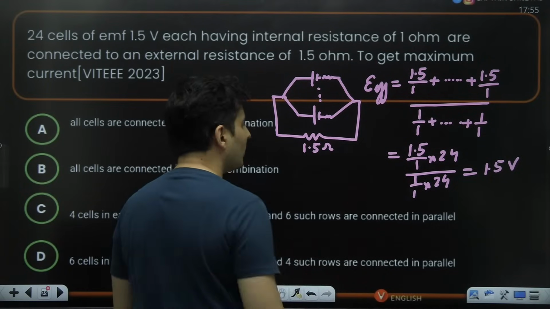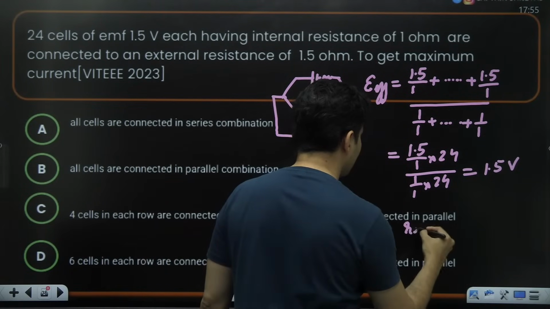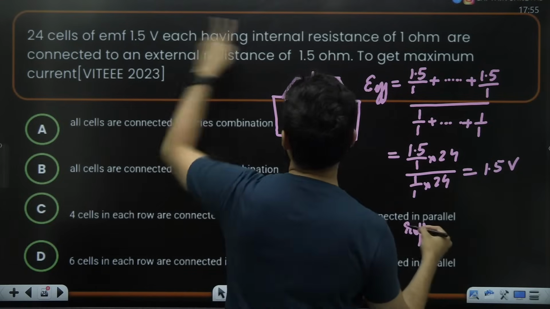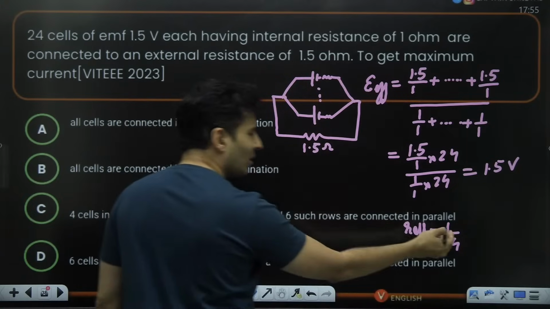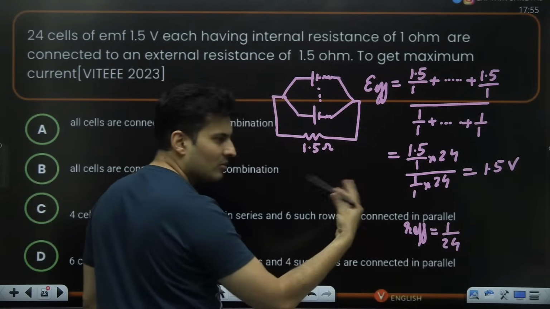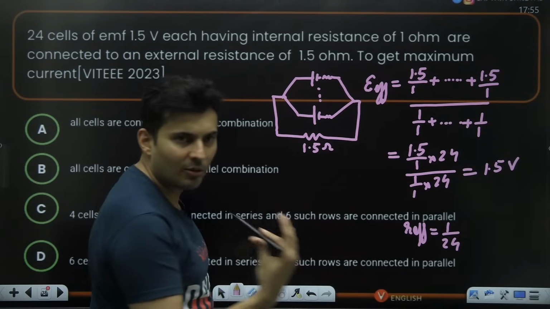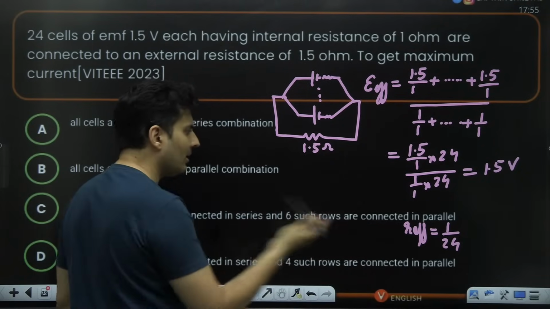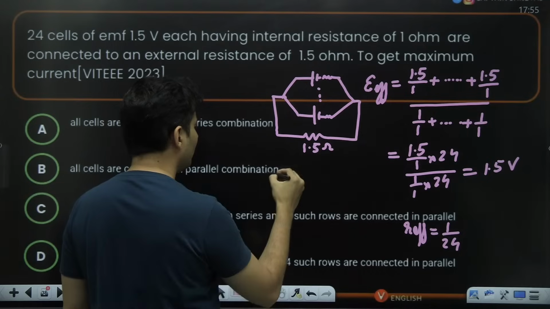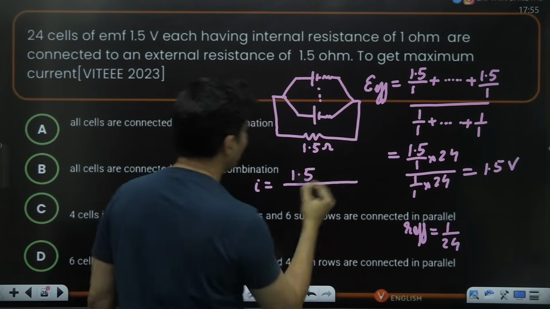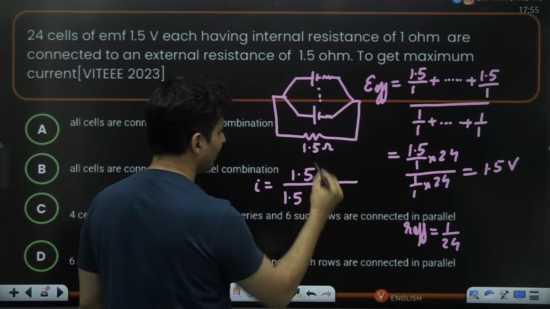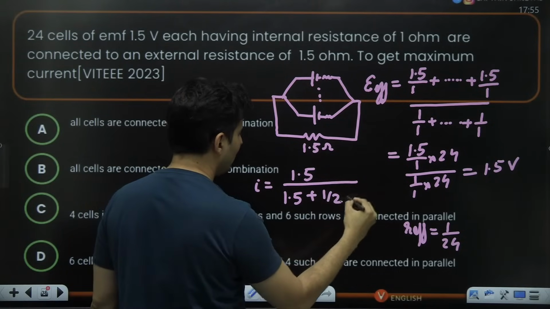Now, find the equivalent resistance, effective resistance. Whatever internal resistance is there, divided by 24, because they are in parallel, right? So 1 ohm by 24 will be the effective resistance in parallel. So what will be the current in this case? EMF, which is 1.5, whole thing divided by resistance, which is 1.5 ohms plus 1 by 24.